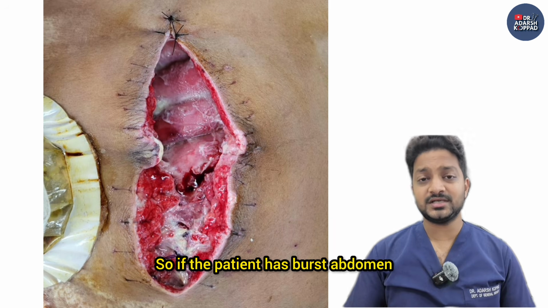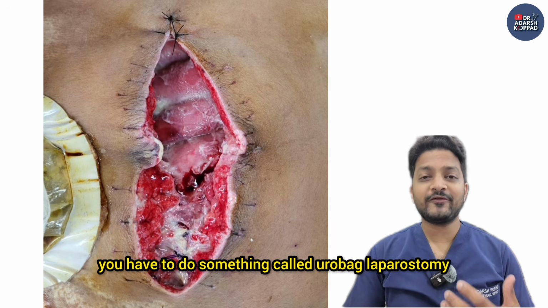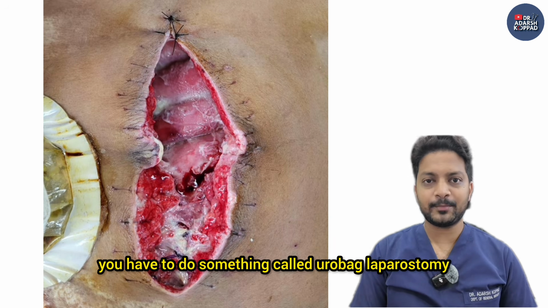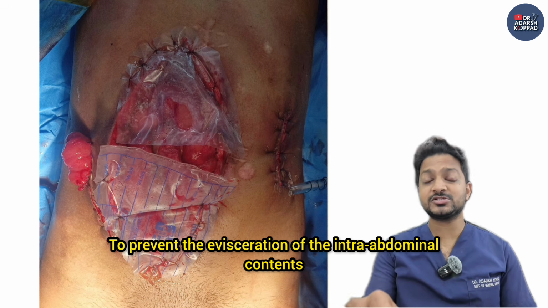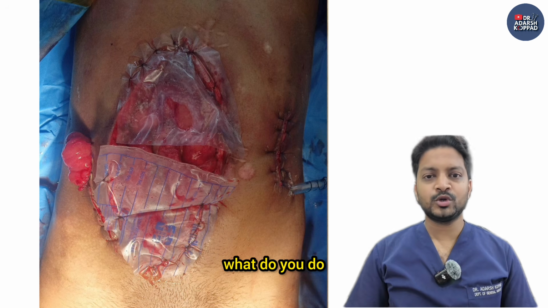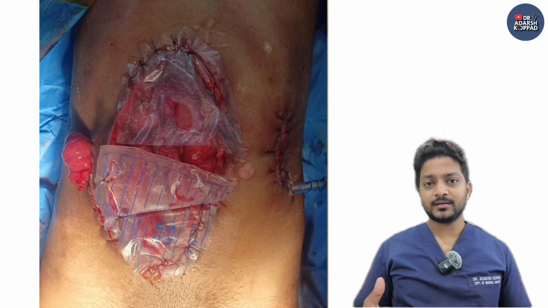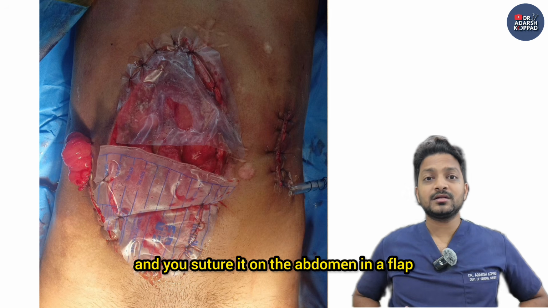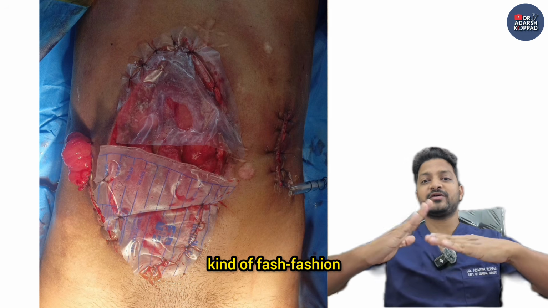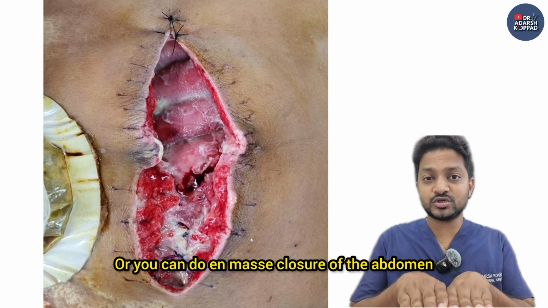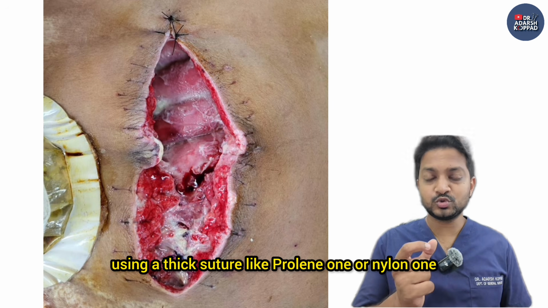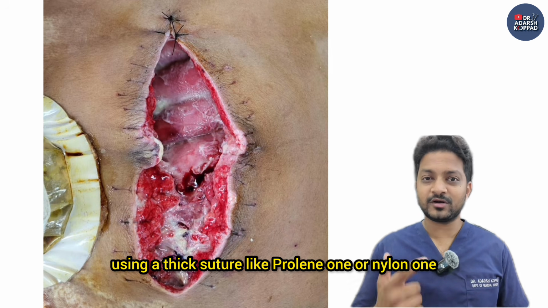So if the patient has burst abdomen, you have to do something called Uro bag laparostomy to prevent the evisceration of the intra-abdominal contents. What do you do? You cut the Uro bag and you suture it on the abdomen in a flap kind of fashion. Or you can do en-masse closure of the abdomen using a thick suture like Prolene 1 or Nylon 1.